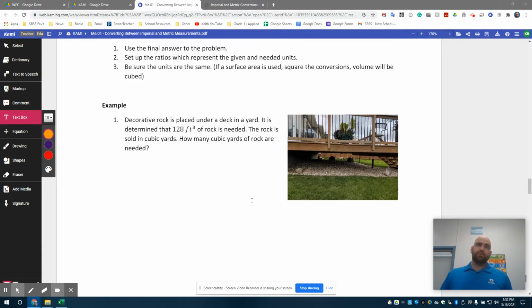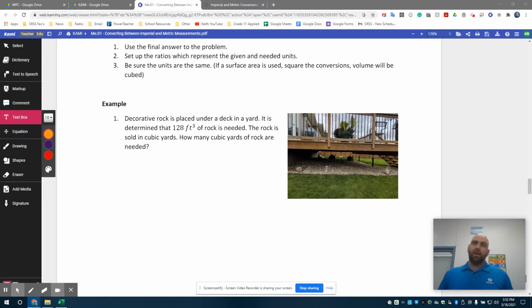So let's look at the first example. This is actually my deck. When I put decorative rock underneath my deck, I know, using my house as an example. Decorative rock is placed underneath a deck in a yard. It is determined that 128 cubic feet of rock is needed. If the rock is sold in cubic yards, how many cubic yards of rock are needed? How many cubic yards of rock am I going to need to order if it's all in cubic feet?